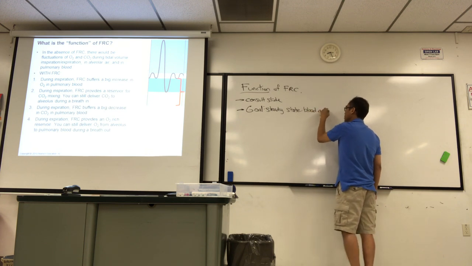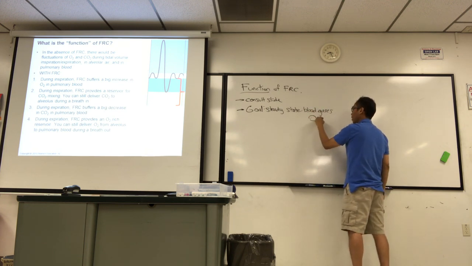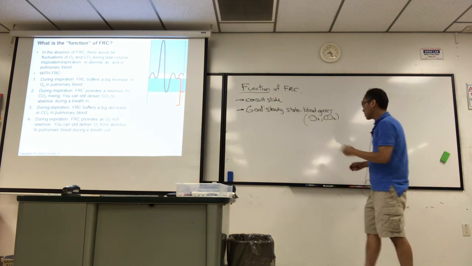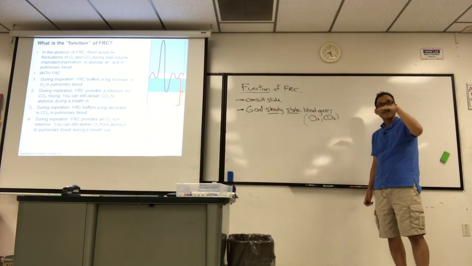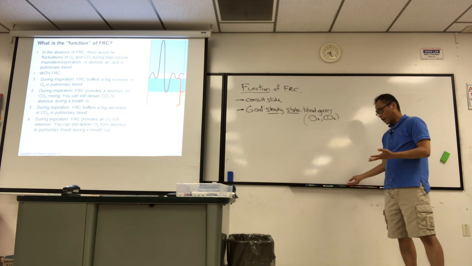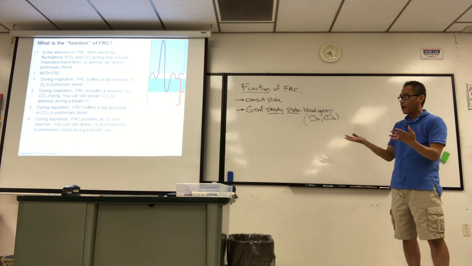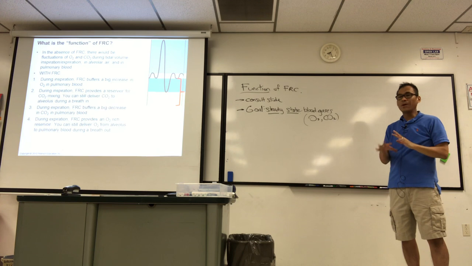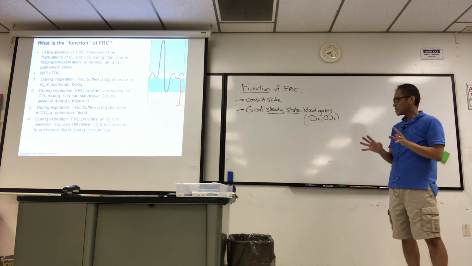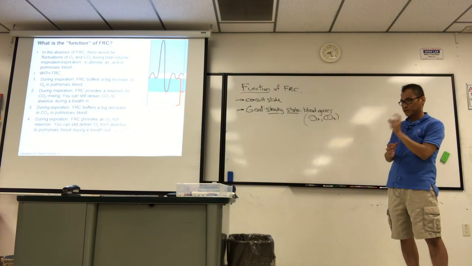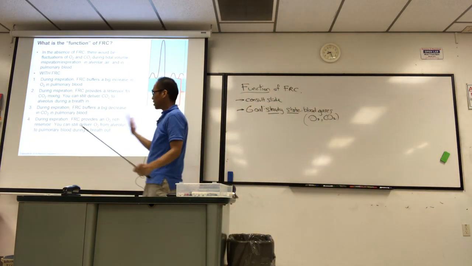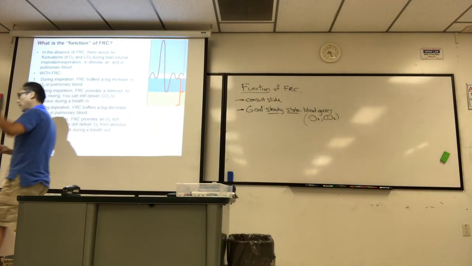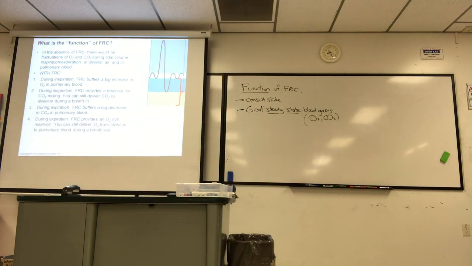Steady state blood gases, you know, for our O2, CO2, those gases, right? That's what we're talking about this morning. Steady state. They just stay at a constant level. They don't fluctuate. Because you may think, with each breath in and each breath out, that values could go up and down. And we don't want that. Okay, we want the blood gases to be constant. Cells don't like constant change. So FRC buffers these changes. So they don't get this fluctuation, we get more of a steady state.